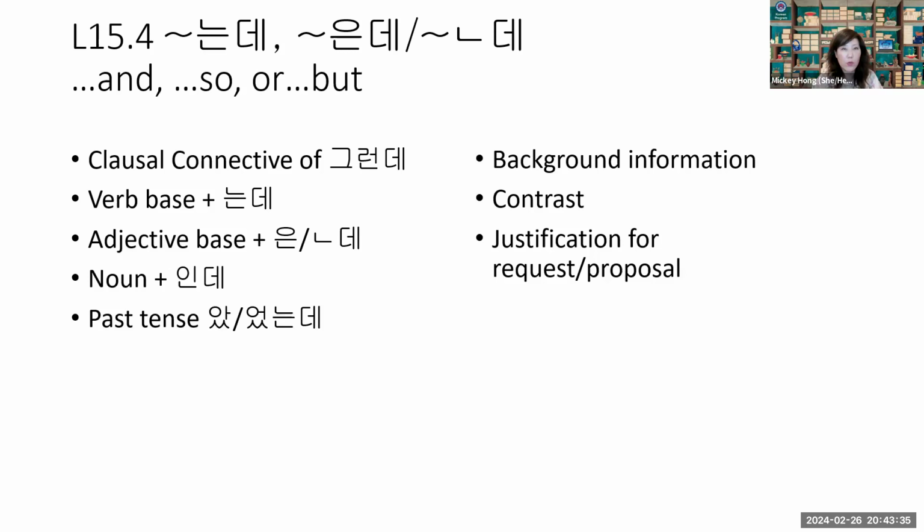And remember that in Korean, because it's 아서/어서, you cannot provide justification for request or proposal using 아서/어서. I know in English it makes sense to say because it's raining, take your umbrella, or buy an umbrella. But you cannot say that in Korean. You cannot say 비가 와서 우산 사세요. You can only use that to explain cause and effect. 비가 와서 우산을 사요. It's raining. That's why I buy the umbrella.